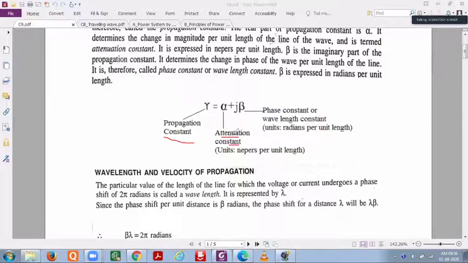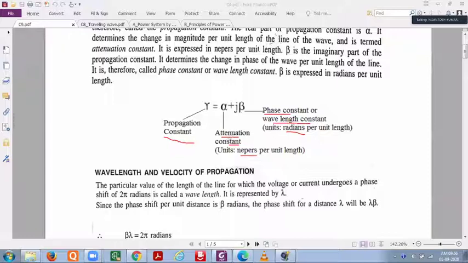I call it as attenuation constant, whereas beta, magnitude is constant but phase is varying. We call it as phase constant or wavelength constant. So here, just for your understanding, I have written the units also. Attenuation constant units is Nepers, and angle phase is radians, right? So propagation constant has two terms, alpha, beta.